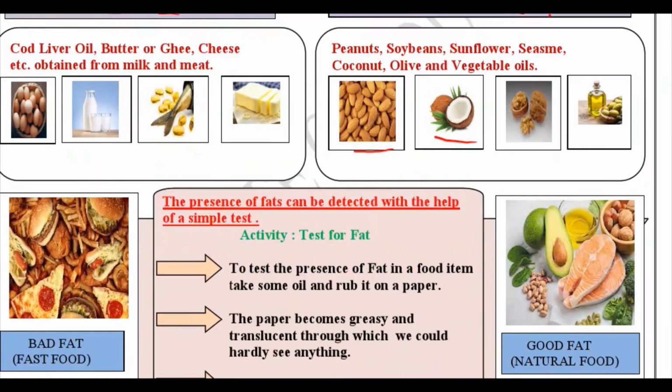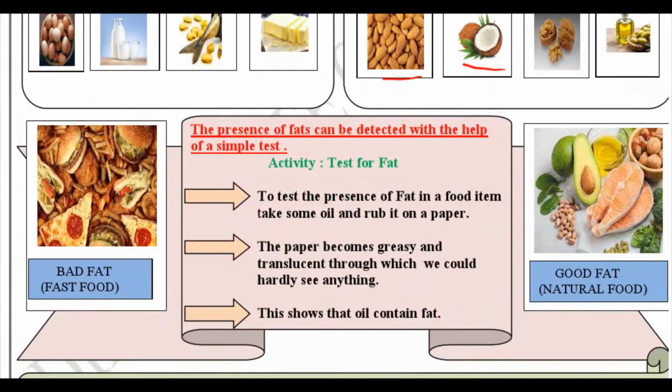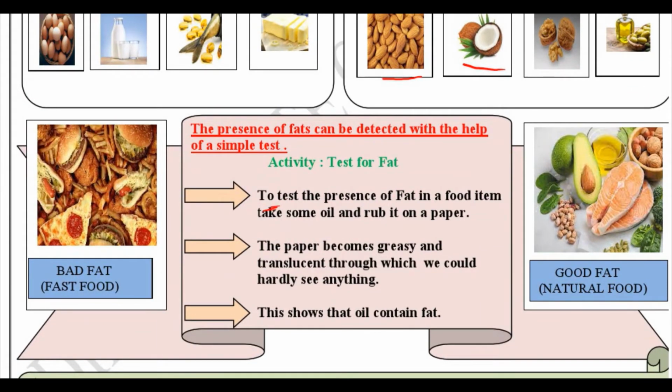Okay, next you see is the presence of fats can be detected with the help of a simple test. So if we want to check whether the food item has fats or not, we use a test for that. We test it how? Let's see. So you can see given here, to test the presence of fat in a food item, take some oil and rub it on a paper.